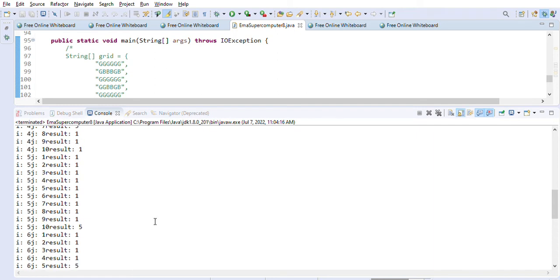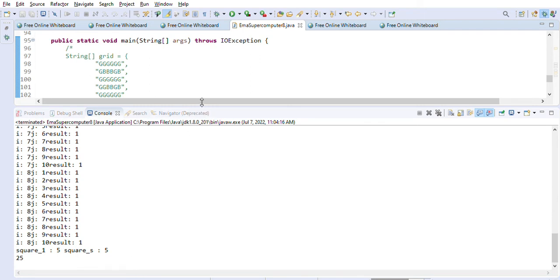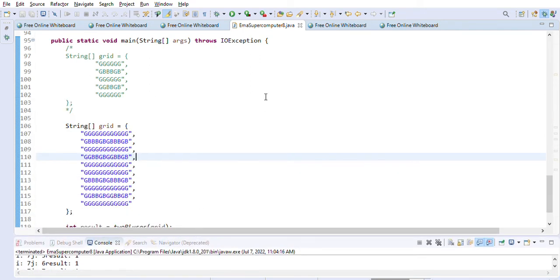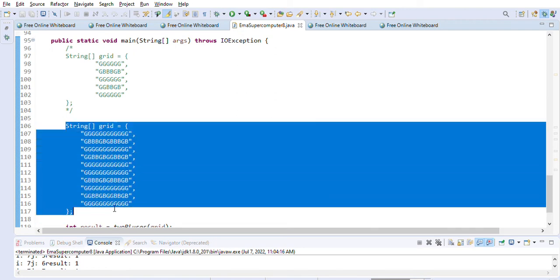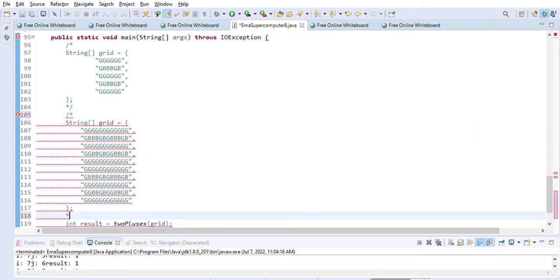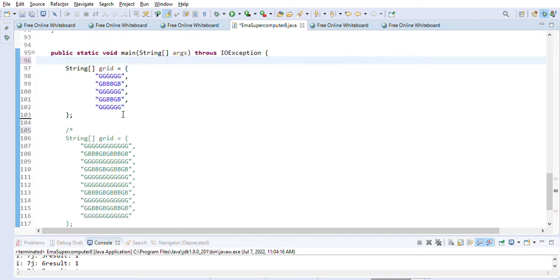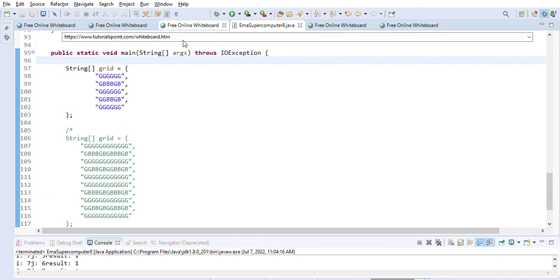So now we are getting 5 by 5, which is 9, which is the correct answer for this one. Let us comment this one out, and we will also test the original grid that they have given us. So this is the original grid they have given us, right? B, B, B, G, B, right? So this is the same.